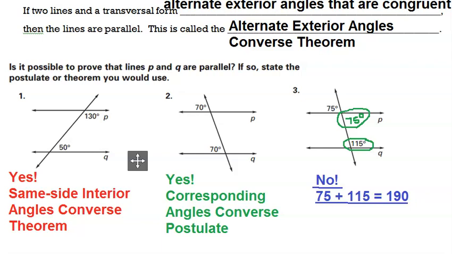So instead of giving the name of a postulate or a theorem, just say no and maybe give me a quick reason. You know, okay, well, these add up to 190. We wanted 180, so it's a no-go. All right?